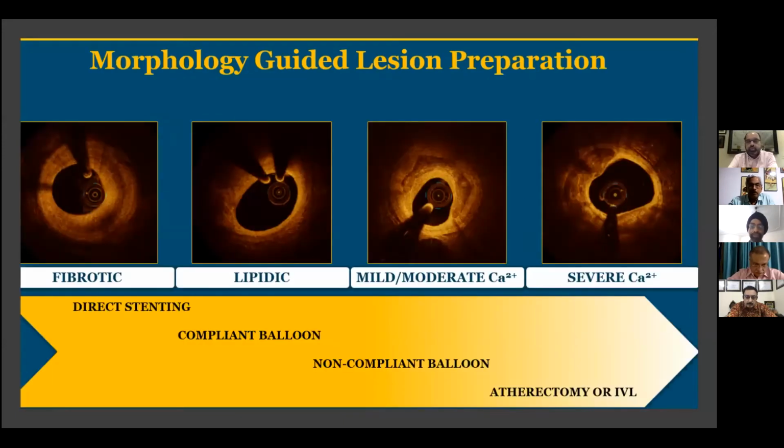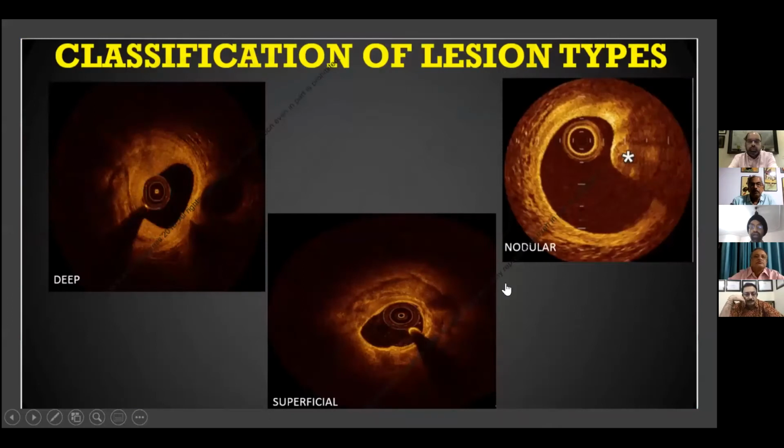This has been discussed, but I would just add that if you have mild to moderate calcium, you could use a non-compliant balloon. If you have severe calcium, you would have to use atherectomy, rotablator, or an IVL. You should not venture yourself into difficult areas if there is severe calcium. How do we decide mild, moderate, and severe calcium? It is based on how much you have in those three things we just discussed. Then there could be deep calcium, superficial calcium, and nodular calcium, which is a calcium nodule.